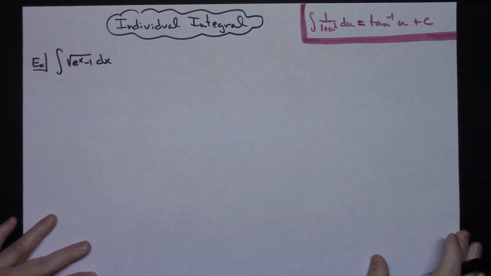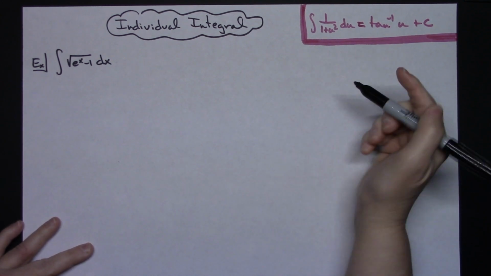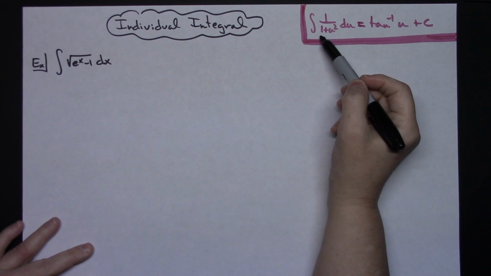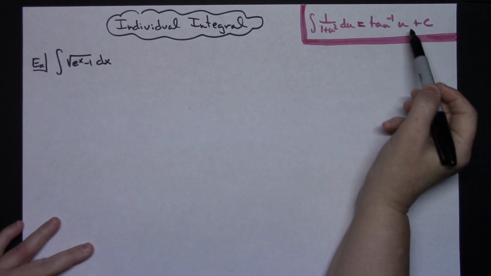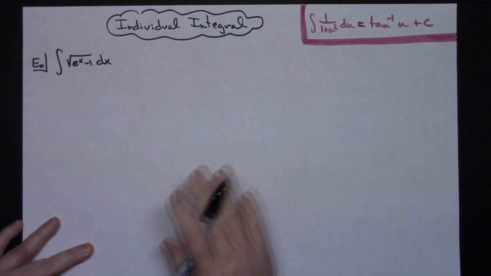Alright, in this video we're going to take a look at just an individual integral. Before we get started, I would like to note that the integral of 1 over 1 plus u squared du is going to be the inverse tangent of u plus c. Alright, that's going to be needed later in the problem, and hopefully you already have that memorized.